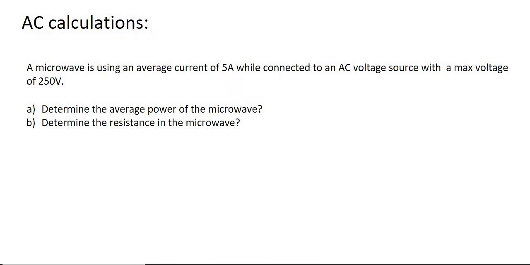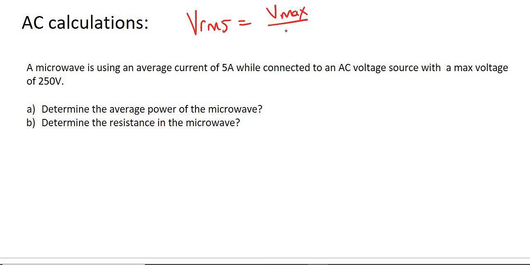In the last lesson, we learnt that AC current and voltage have an average of 0. So we found a better way to calculate the average, and that was by using the root mean square. We said that V RMS is equal to the maximum voltage divided by the square root of 2. And for current, we can do the same. So that's I max over square root of 2.